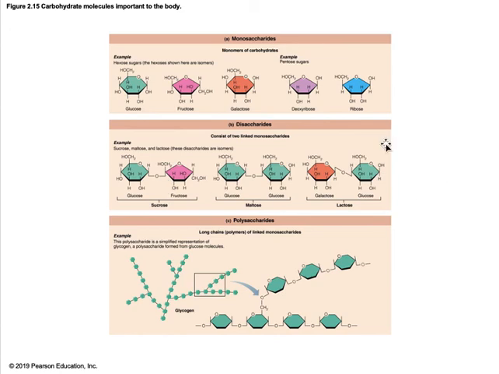The monosaccharides are simple sugars that are single chain or single ring structures. Disaccharides are formed when two monosaccharides are joined by dehydration synthesis. And polysaccharides are long chains of monosaccharides linked together by dehydration synthesis.